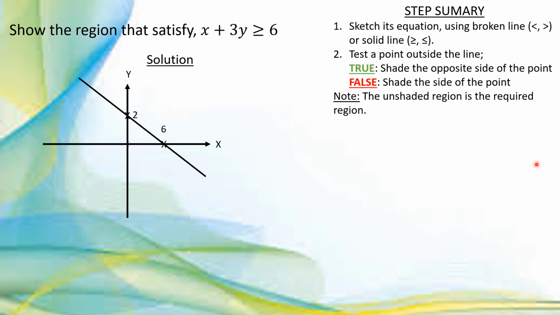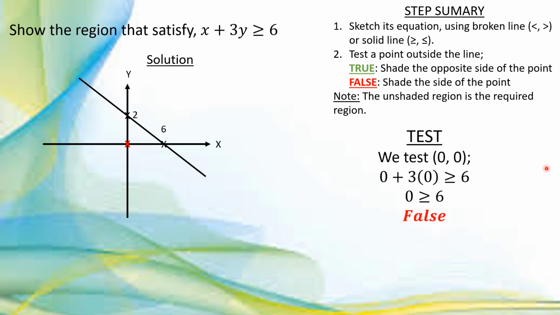Say the origin, as you can see over here, which is (0, 0). So we test (0, 0) on this inequality. That is, when x is 0, y is 0. So 0 plus 3 times 0 is greater than or equal to 6. The left-hand side is 0, so 0 is greater than or equal to 6. By logic, this is false, because 0 cannot be greater than 6. Since it is false, we shade the side of the point.